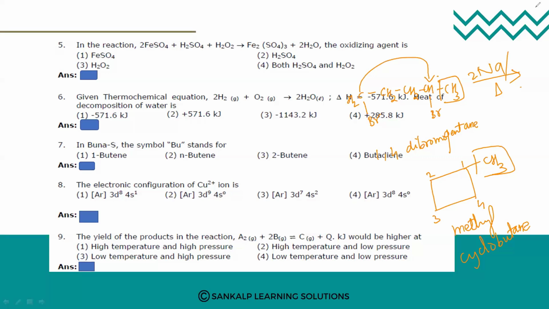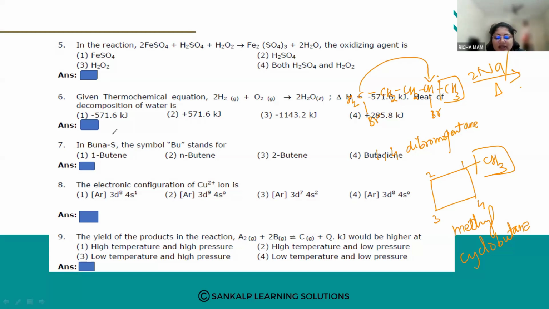In the reaction, 2FeSO4 plus H2SO4 plus H2O2 giving you Fe2(SO4)3 plus 2H2O, the oxidizing agent is... what is the oxidizing agent? Jayalakshmi and Aditya have answered H2O2. An oxidizing agent oxidizes others, and itself undergoes reduction.